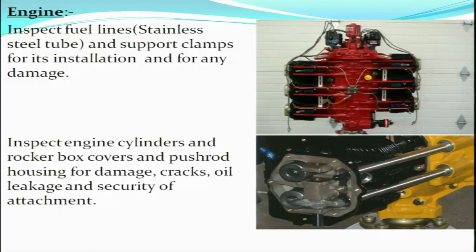Inspect engine cylinders and rocker box covers and push rod housing for damage, cracks, oil leakage and security of attachment. So, these are the cylinders, engine cylinders, and we have the covers over this which are called the rocker box covers. These covers are removed. We inspect the cylinders, we inspect the rocker box covers, we inspect the push rod housings. These are the push rod housings. These are the different valves, the intake valves and exhaust valves. They are inspected for damage, cracks, any oil leaks and security of attachment.